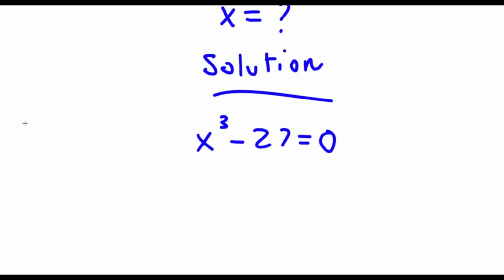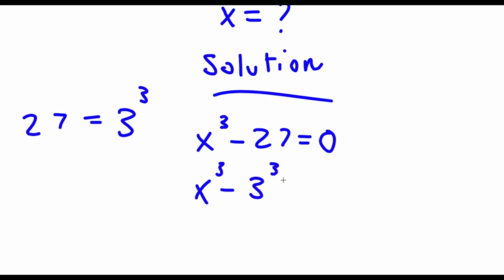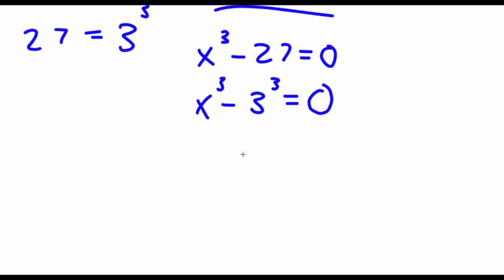Now, 27, this is the same thing as 3 to the power of 3. So now if I substitute in 3 to the power of 3 for 27, I get x to the power of 3 minus 3 to the power of 3 is equal to 0.